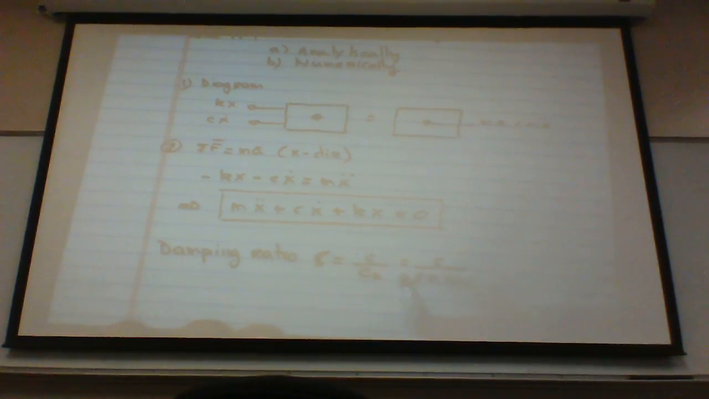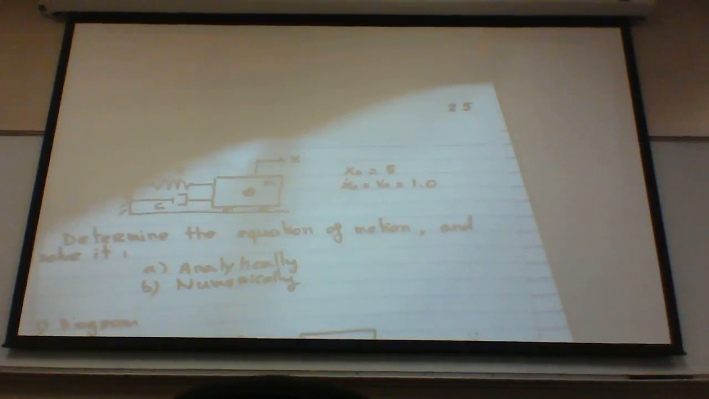Where, okay, what is omega sub n? As you should know by now, it is the square root of k over m. Okay, so over here, page 26.